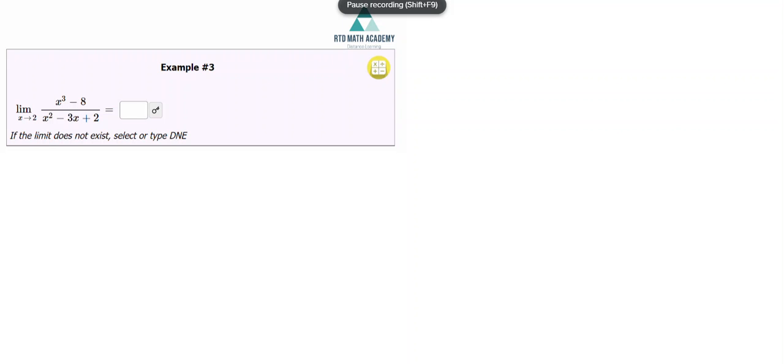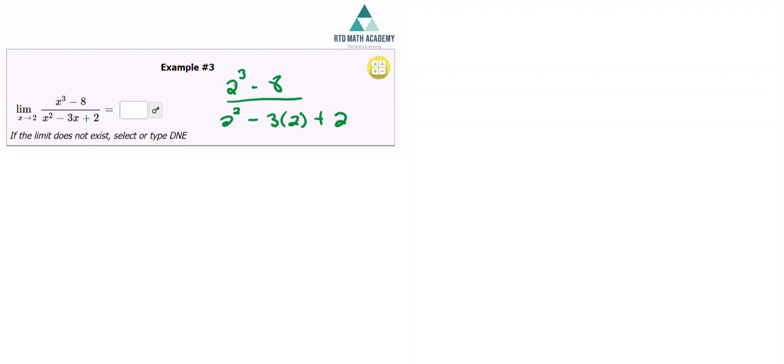In this example, we're being asked to find the limit as x approaches 2 of this function. So as always, we should plug in 2 to see if we can actually just find the limit directly. So let's do that first. Instead of x's, I'm going to put 2. So this would be 2 cubed minus 8 over 2 squared minus 3 times 2 plus 2.